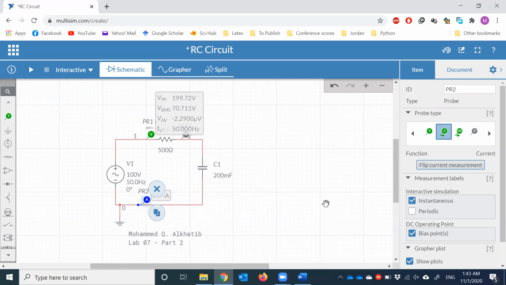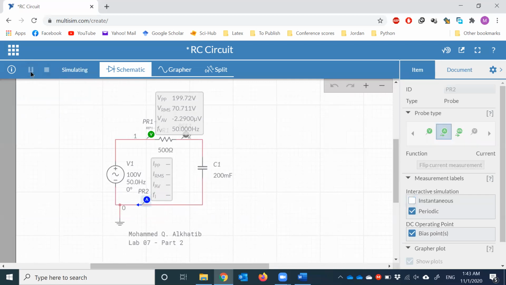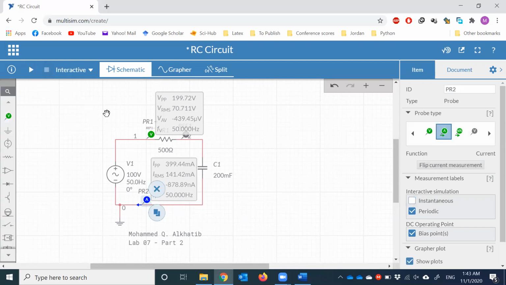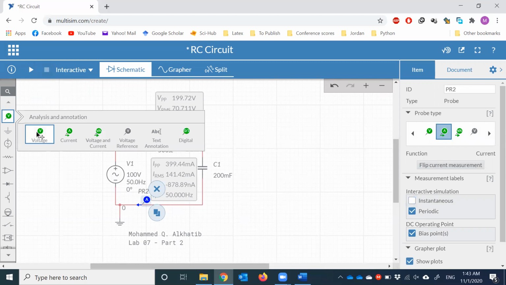And again, I want to do the setup, so it's not instantaneous, make it periodic. And again, run the simulation. And again, the RMS current is a constant value, it does not change. So in order to get the current, you multiply the value of the RMS by the square root of 2. And a similar thing we will do for the capacitor.